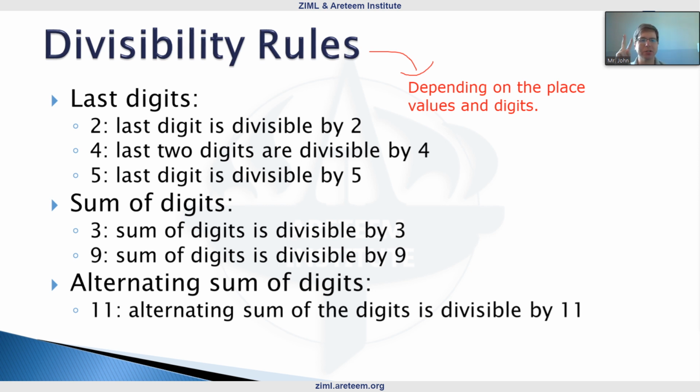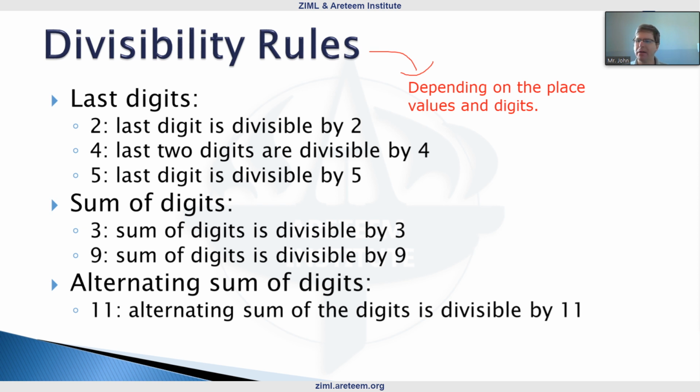So for numbers like 2 and 5, this is just the last digit. Is the last digit divisible by 2? Is the last digit divisible by 5? If you're talking about a number like 4, you need the last 2 digits. All of those are fairly simple in terms of the last digits. Why do those work? Because we're working in base 10. 2 and 5 are both factors of 10. 4 is a factor of 100. So those other digits after that point don't matter.